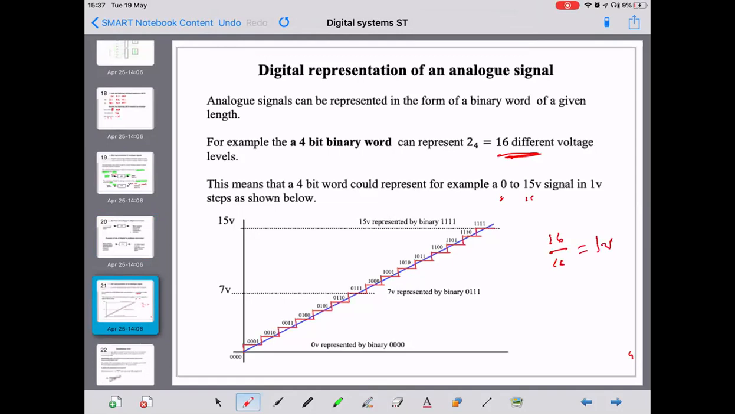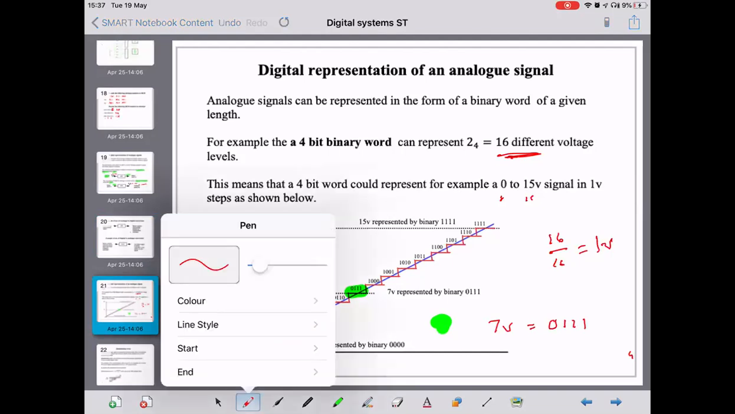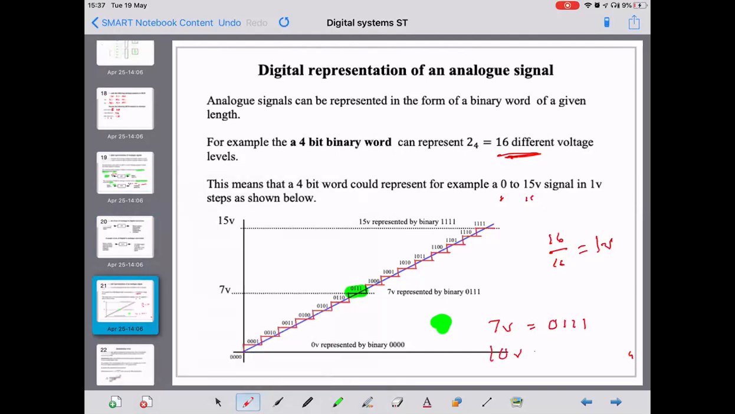So for example, 7 volts would be represented by the digital number 0111 in the binary word. Yeah, 7 volts equals 0111. 10 volts would be 1010, and so on.